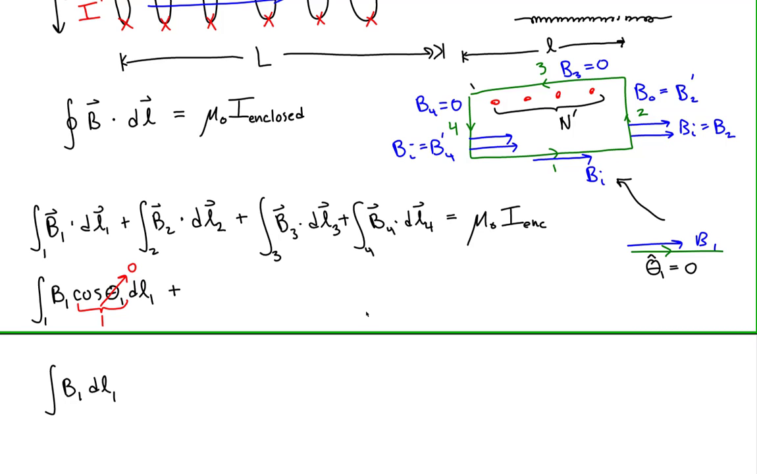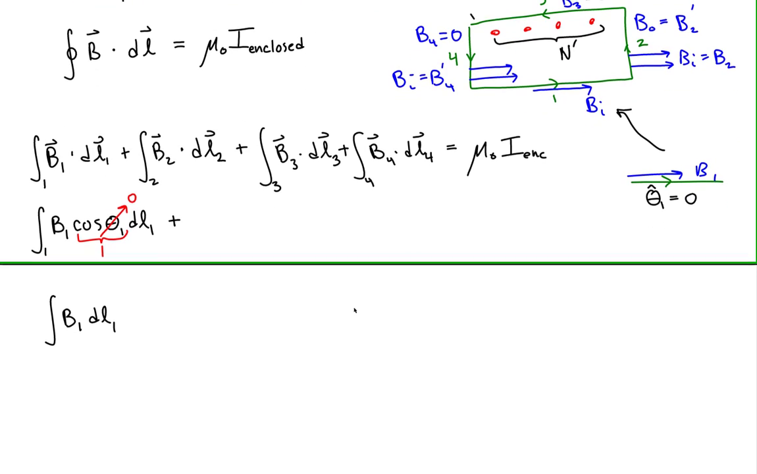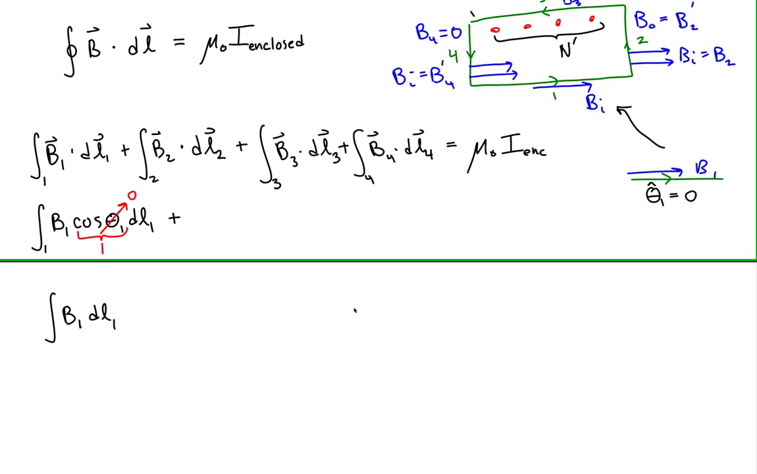Along path 2, let's look at that. Path 2, notice that the path is perpendicular to a portion of the magnetic field. And then at some point along path 2 leaves the solenoid, and we know the magnetic field will be 0 after it leaves the solenoid.